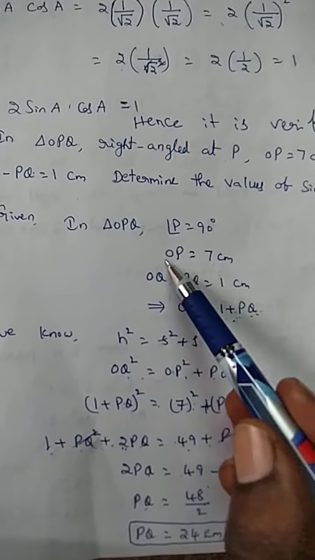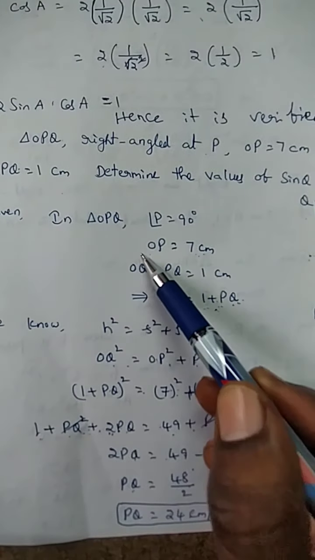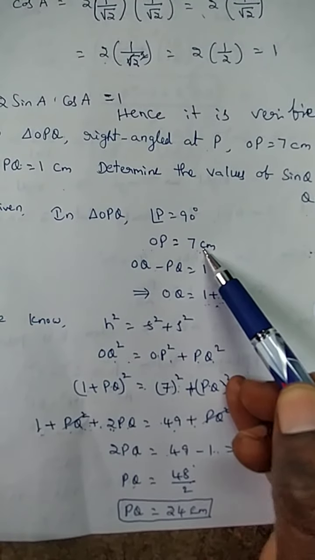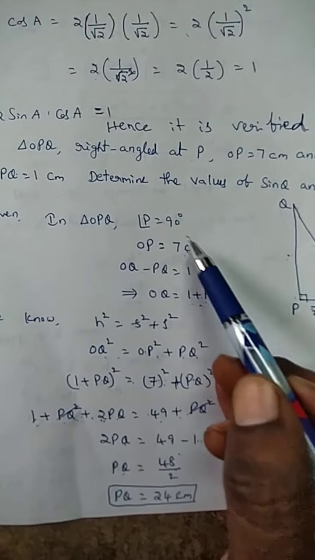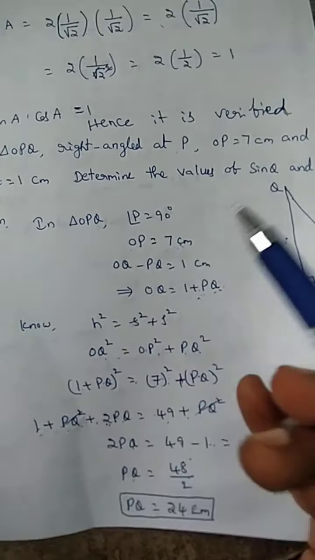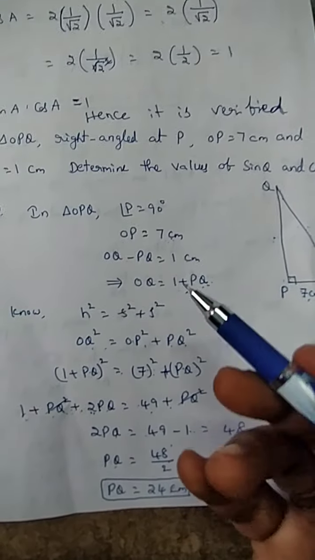But here, OP is 7 centimeter. It is not simplified. The length is directly mentioned here. OP is 7 centimeter. When only the values of the trigonometric ratios are given, then automatically we can assume that the values are multiplied with some constants.